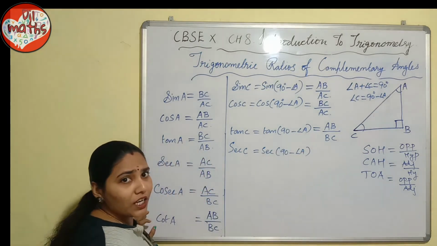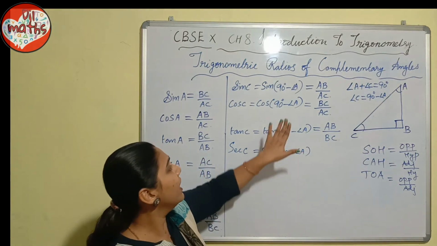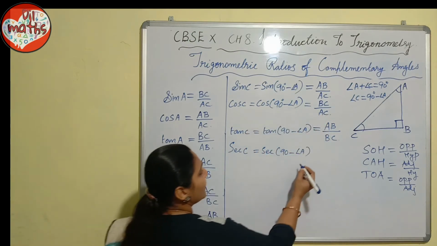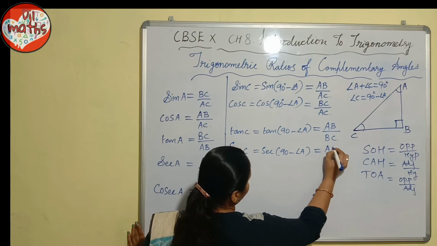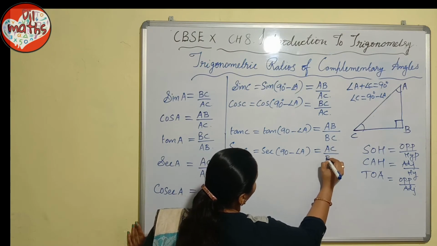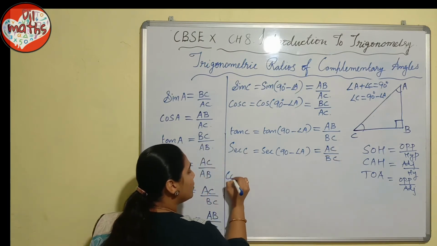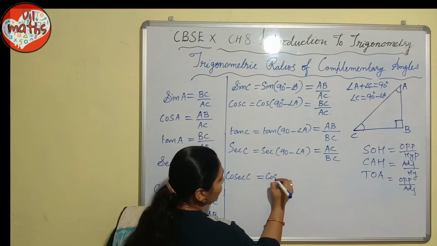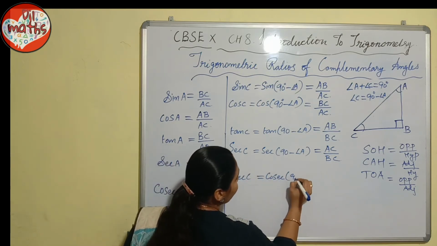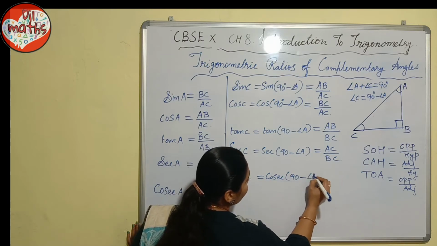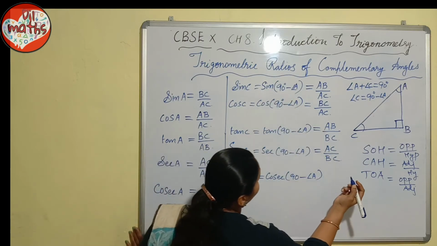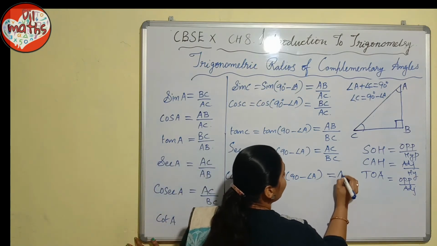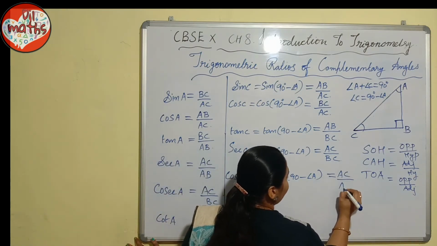That is the reciprocal of cos C. What is cos C? BC by AC. If you are taking the reciprocal, what you will get? AC by BC you will get. And we have to find out cosec C. Cosec C is the reciprocal of sin C. Sin C we already found, AB by AC. If you are taking the reciprocal, you will get AC by AB.